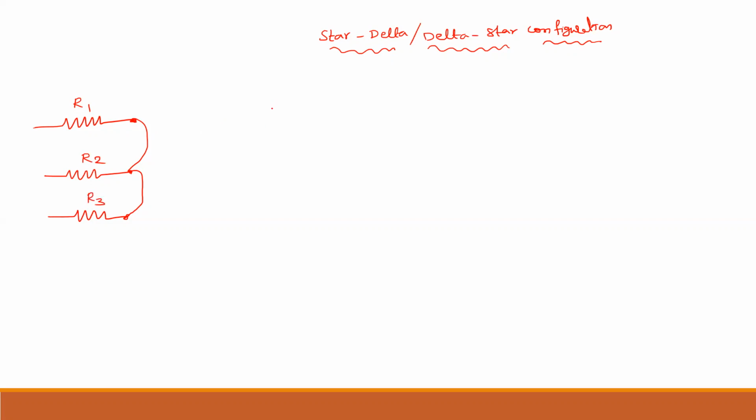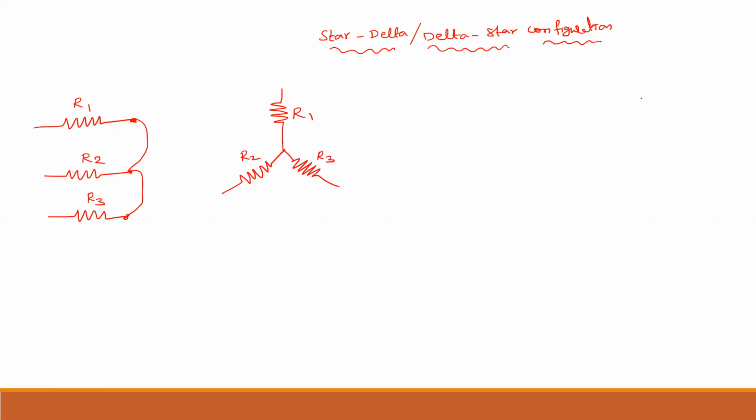Now I'll draw it here. This is R1, this is R2, and here it is R3. R1, R2, R3. This is the star configuration.